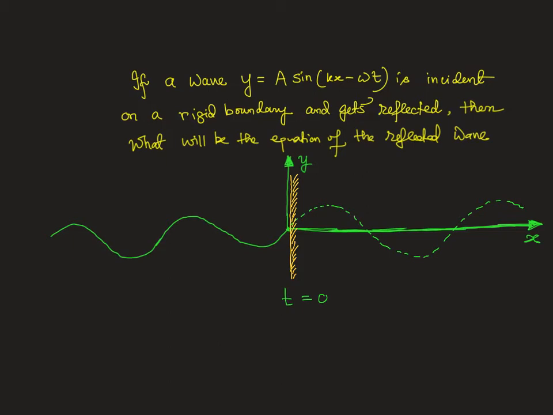See, actually, in the right side of the x-axis, the wave cannot exist in reality, but mathematically it exists. So at t equal to 0, the incident wave has the equation y equal to a sin kx, and that is what is drawn. The right part I have shown by a dotted curve because it does not exist on the right side. Now, what will be the equation of the reflected wave?